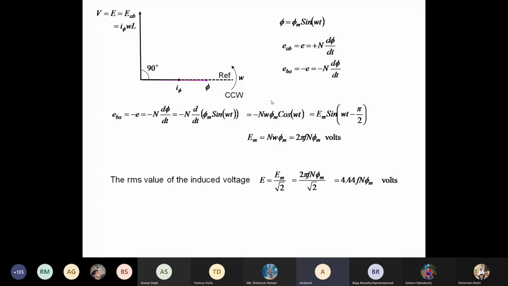So if it is given the maximum value of the flux density, that is Bm, then Bm into the cross-sectional area will give you phi m, and multiplied by f, the frequency, and n, the number of turns, you get the RMS value of the induced voltage. So RMS value of the induced voltage E is equal to 4.44 f n phi m volts. Okay.